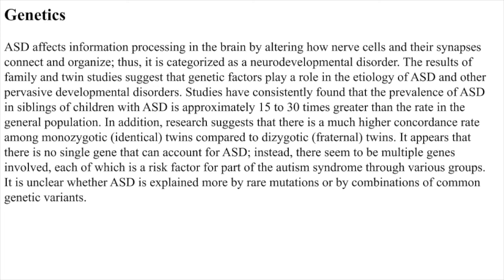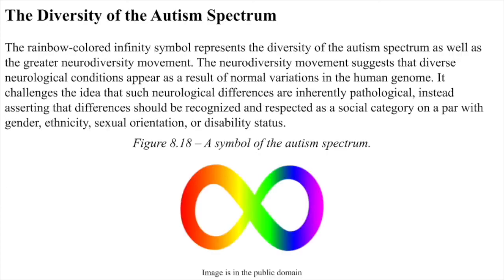In addition, research suggests that there is a much higher concordance rate among monozygotic, identical twins, compared to dizygotic, fraternal twins. It appears that there is no single gene that can account for ASD. Instead, there seems to be multiple genes involved, each of which is a risk factor for part of the autism syndrome through various groups. It is unclear whether ASD is explained more by rare mutations or by combinations of common genetic variants. The diversity of the autism spectrum.